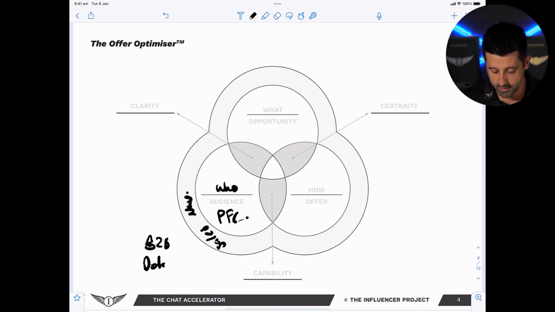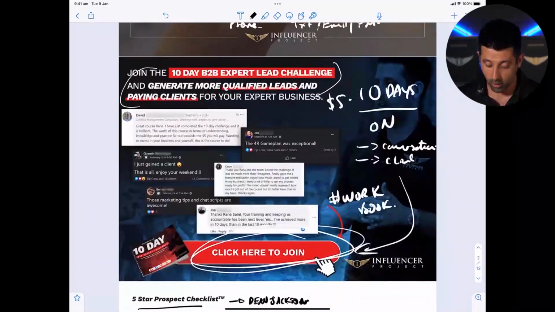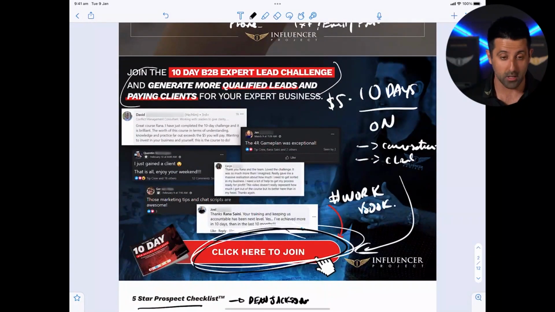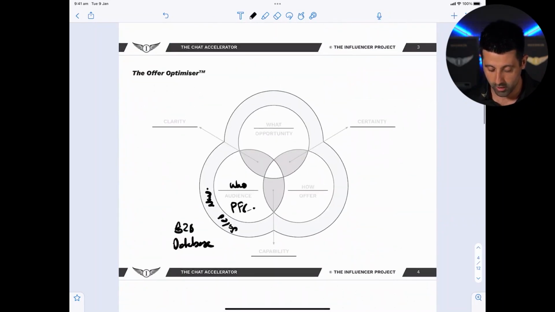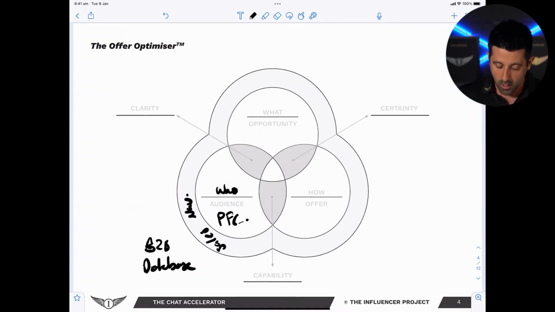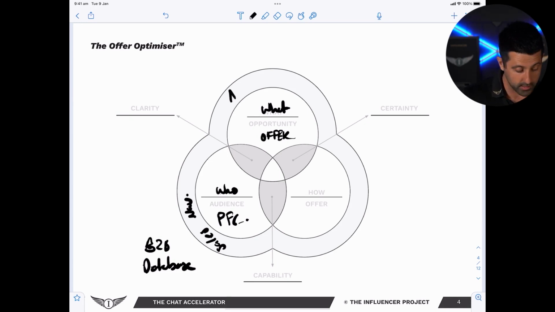B2B database, right? And again, if you'd like help with that, come on over to the 10-day challenge and we'll help you tap into that audience on Sales Navigator. You then need to understand, well, what is the opportunity for them, which really just means, what is your offer? What is the question that you're going to be asking them? So Sales Navigator, then we need to make an offer, which is really just, what is the question that you want to ask?